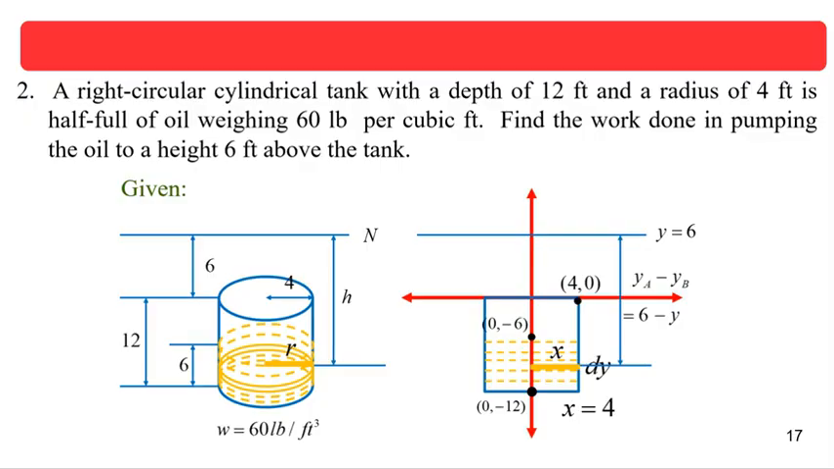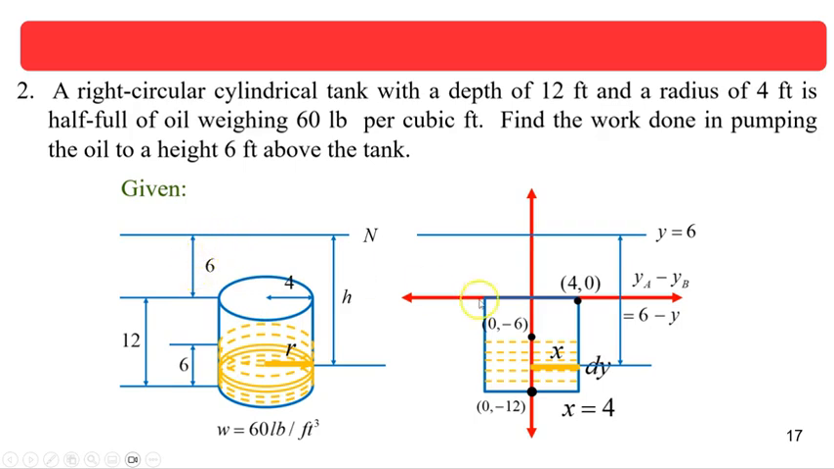So another example here: a right circular cylindrical tank with a depth of 12 feet and a radius of 4 feet is half full of oil weighing 60 pounds per cubic foot. Find the work done in pumping the oil to a height of 6 feet above the tank. So you have here the tank that's 12 feet in height, but it's only half filled with liquid, so it's only up until 6 feet. Now the radius is 4 feet, and then you need to pump the liquid to a height of 6 feet above the rim or above the surface of the tank.